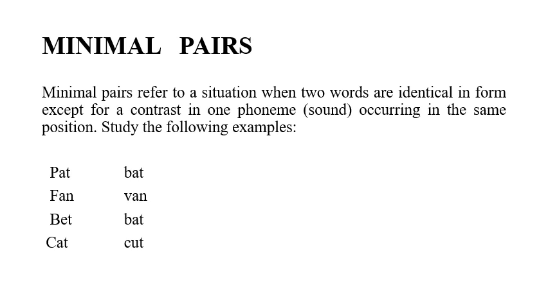Second example, fan, van. So the difference is fan, f, and van, v. The next example is bet and bat, B-E-T, bet, B-A-T, bat. Cat and cut, C-A-T, cat, C-U-T, cut. The difference is in the vowel sound.